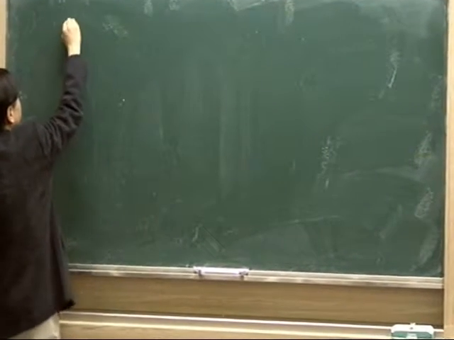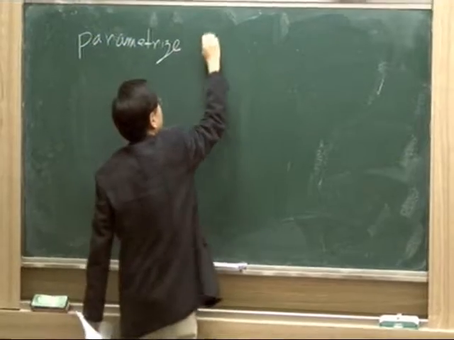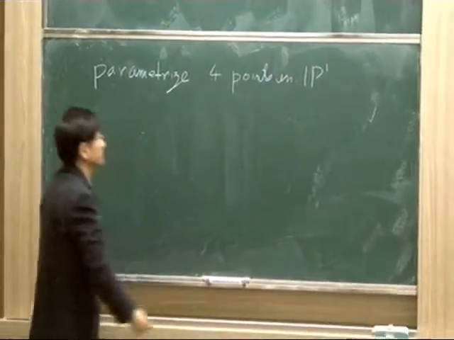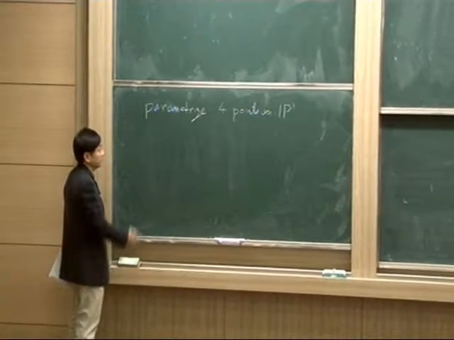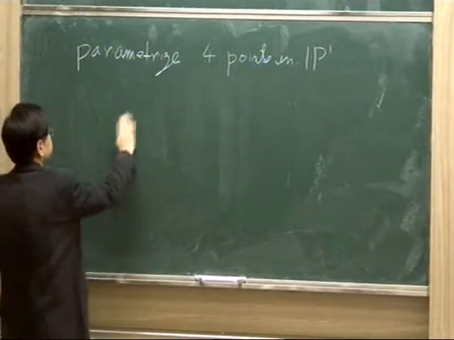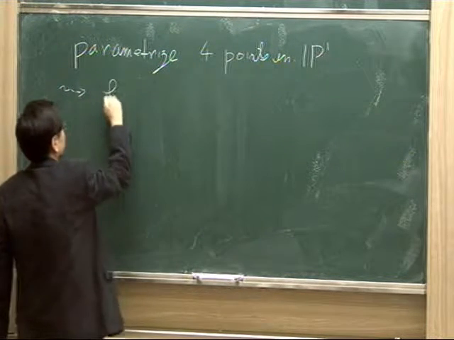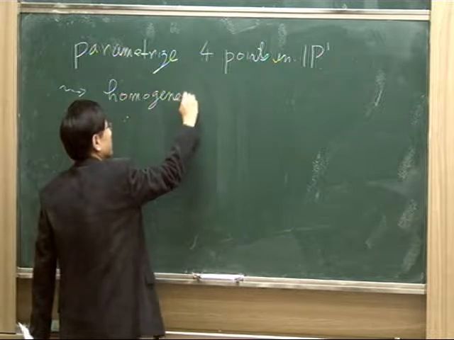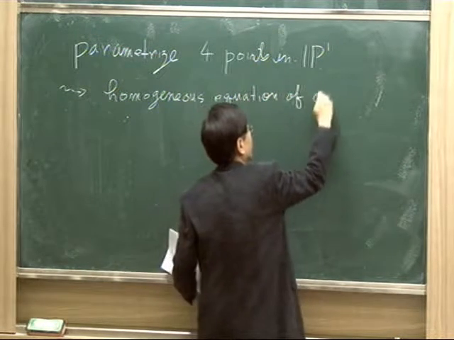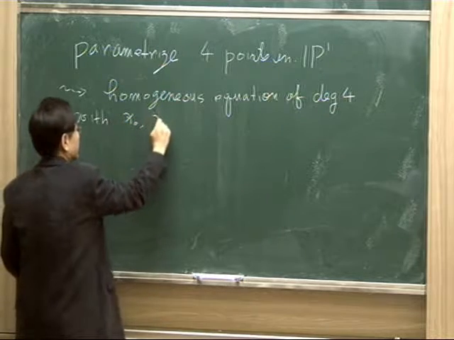So now I'd like to parameterize 4 points in P1. So we want to parameterize these 4 points. They can be distinct 4 points, or maybe you have some double point or something like that. Then if you consider these as the roots of a polynomial, this corresponds to a homogeneous equation of degree 4 with two variables x0, x1.